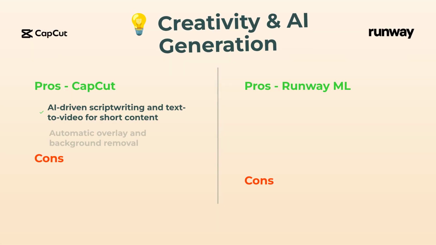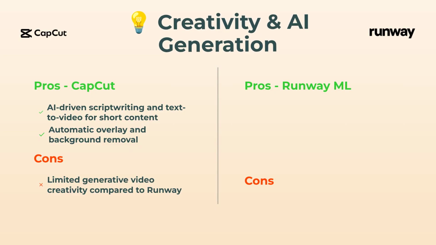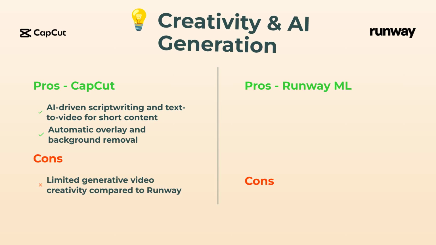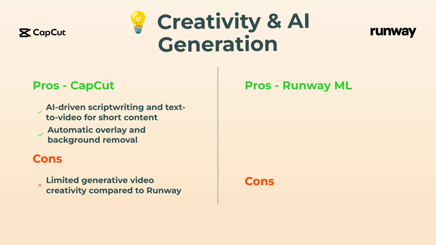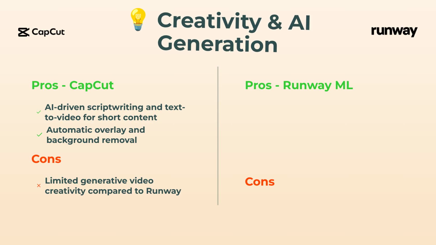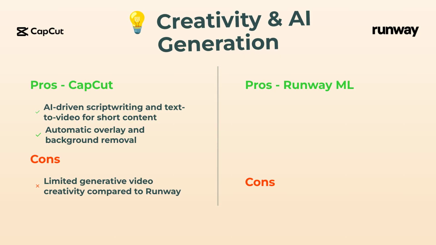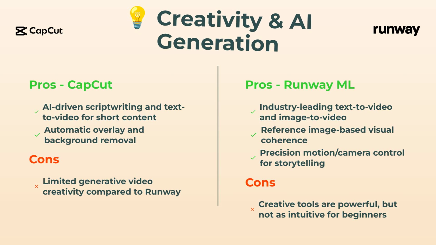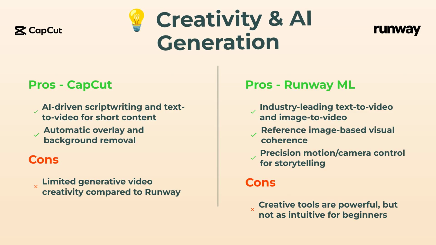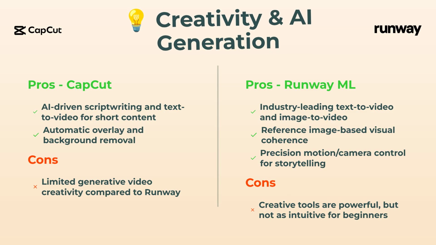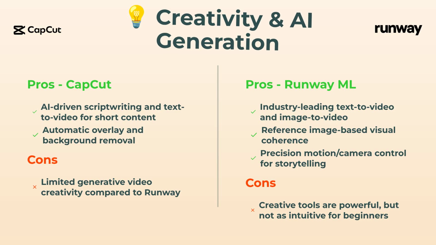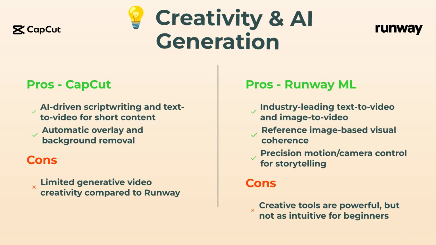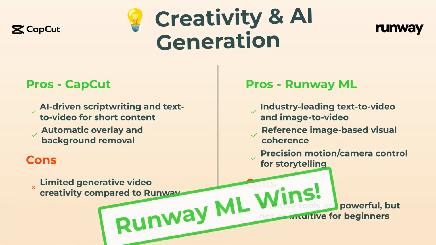Let's talk creativity and AI generation. CapCut offers AI-driven script writing and text-to-video for short content, plus automatic overlay and background removal. It's pretty cool, but honestly, it just can't match the wild generative capabilities that Runway ML brings. Runway's got industry-leading text-to-video and image-to-video models, reference image-based visual coherence, and precision controls that let you literally shape the story frame by frame. But full disclosure, the creative tools, as awesome as they are, do take a little effort to figure out. So yeah, Runway ML totally wins the creativity and AI generation head-to-head.